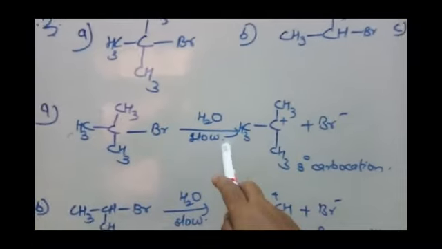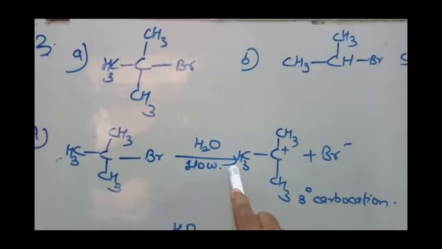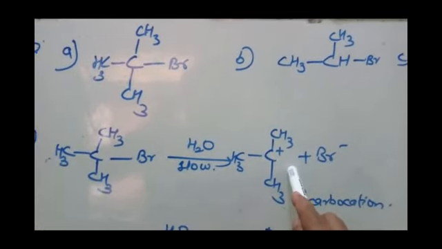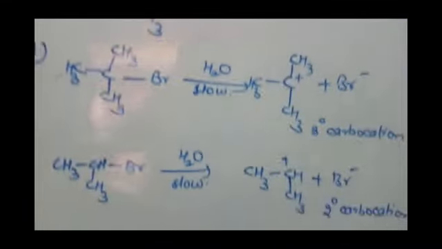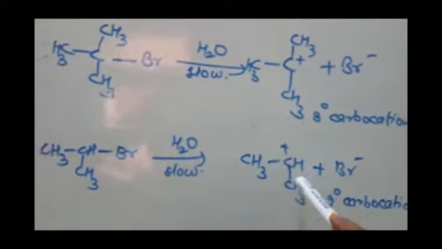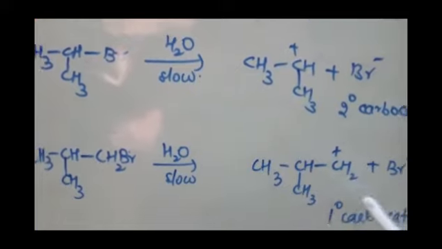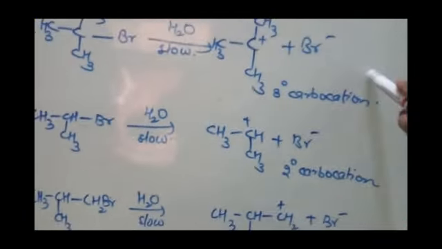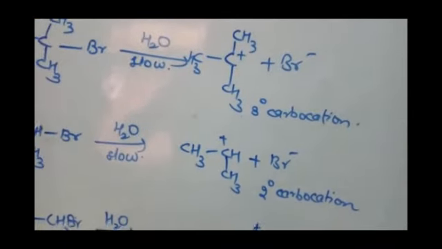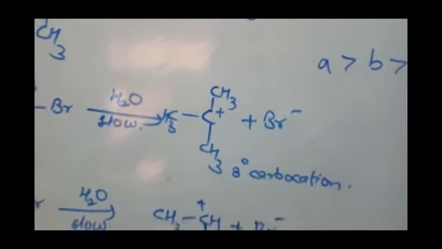In the first case, that is tertiary butyl bromide, on the attack of solvent or water molecule, we are getting a tertiary carbocation. In the second case we are getting a secondary carbocation, and in the third case we are getting a primary carbocation. So if you have to compare, you will say that tertiary is more stable than secondary and then primary. So the order should be that A should be more reactive than B, then C, right?